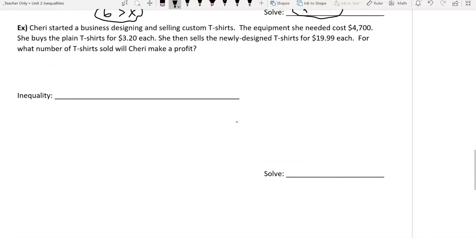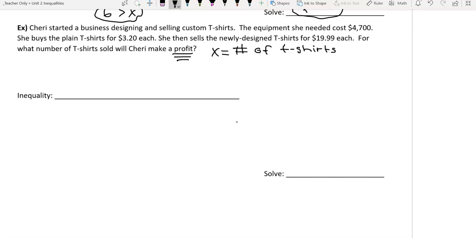And our last one, this is a fun one because we've done break even. So this is kind of like a break even problem, but now it looks a little different because we're in inequalities. Sherry started a business designing and selling custom t-shirts. The equipment she needed cost $4,700. She buys the plain t-shirts for $320, so she spends that. She then sells them for $19.99 each. For what number of t-shirts, I'm going to go ahead and do that right now. x equals number of t-shirts. Will Sherry make a profit?